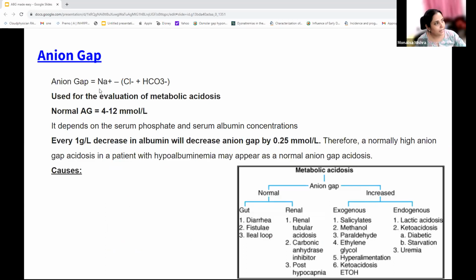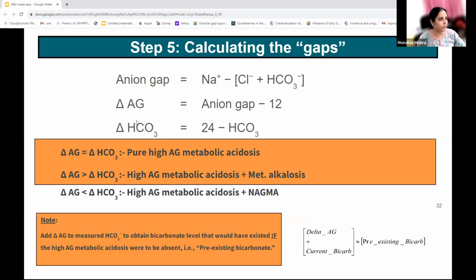So anion gap is sodium minus chloride plus bicarb. It is used for evaluation of metabolic acidosis. The normal is around 4 to 12. It depends upon the serum phosphate and serum albumin concentration. You have to correct the anion gap depending upon the albumin also. For every 1 gram per deciliter decrease in albumin, your anion gap will decrease by 0.25. Depending on that, your acidosis is classified into high anion gap metabolic acidosis and normal anion gap metabolic acidosis. We'll read about it in a little bit of detail.